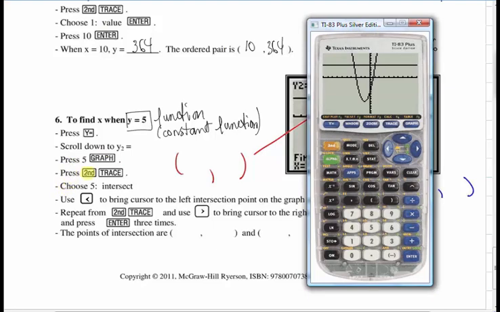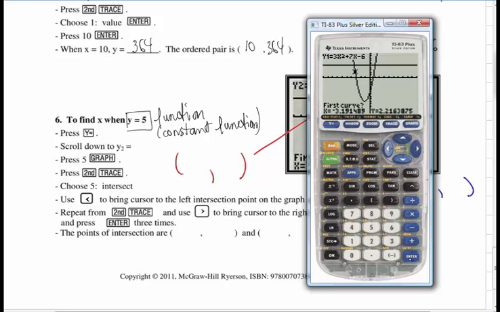Okay, so what you want to do, go back to your menu screen again, so second trace, and this time we want to look for an intersection point between two lines, so that would be item 5 where it says intersect. So press 5, and it's asking for first curve, but what you want to do is move the cursor to, and we're going to do the left one first, so we're going to move our cursor closer to the left, so we want to use the left arrow key and bring it up. You don't actually have to get on the line, you just have to be somewhere near it, so I'll show you like this. And then what you want to do is press enter 3 times.